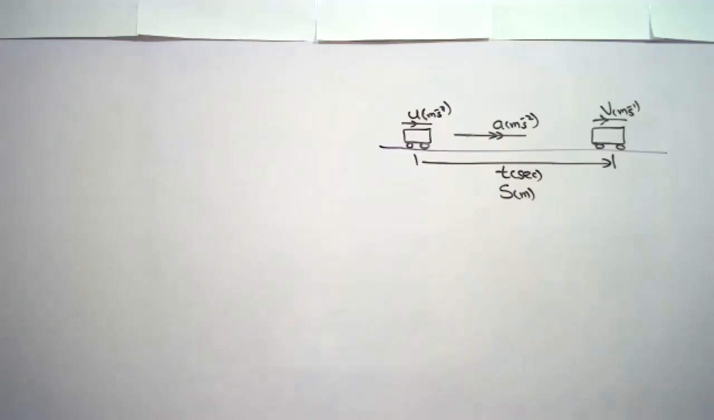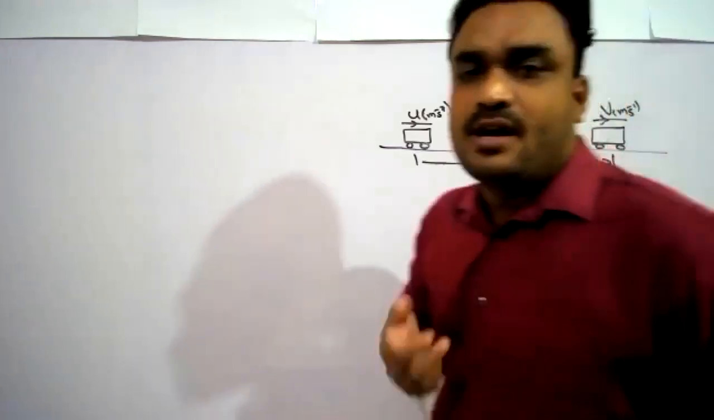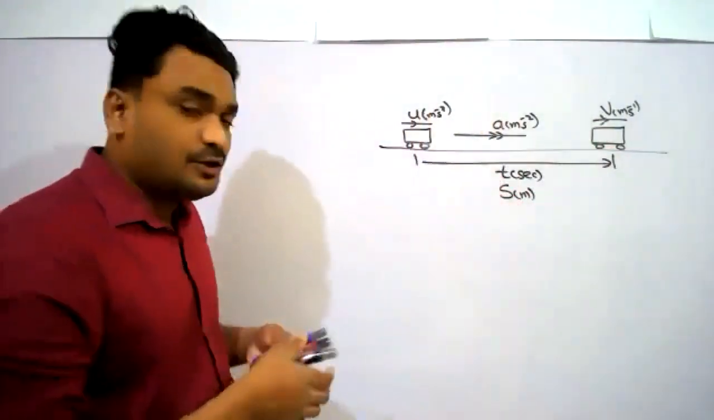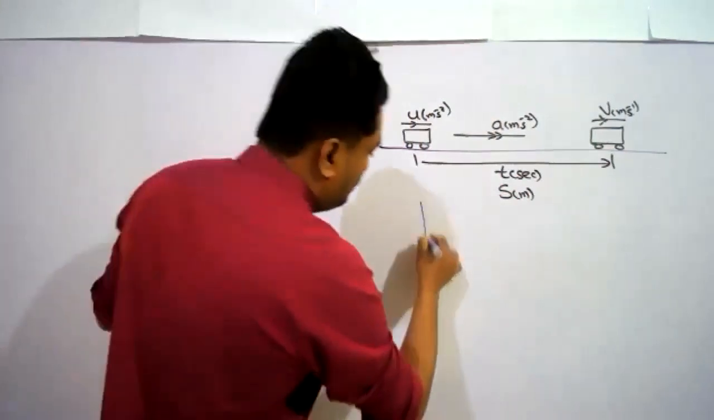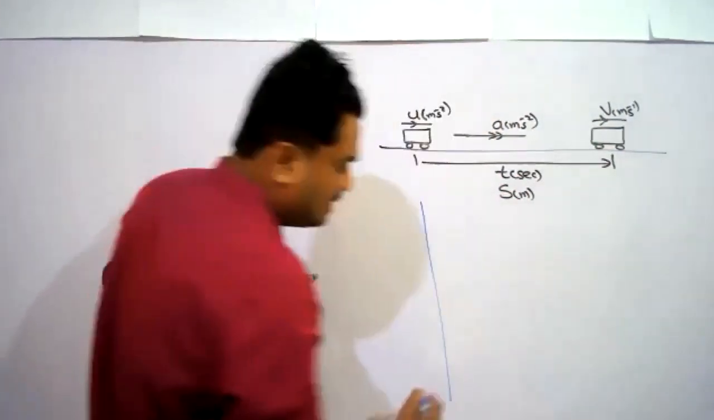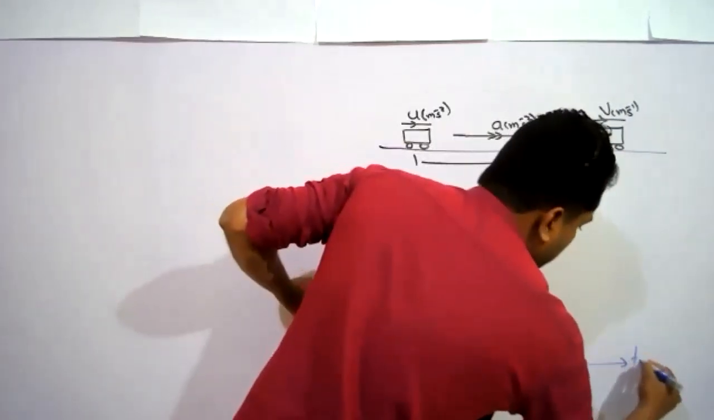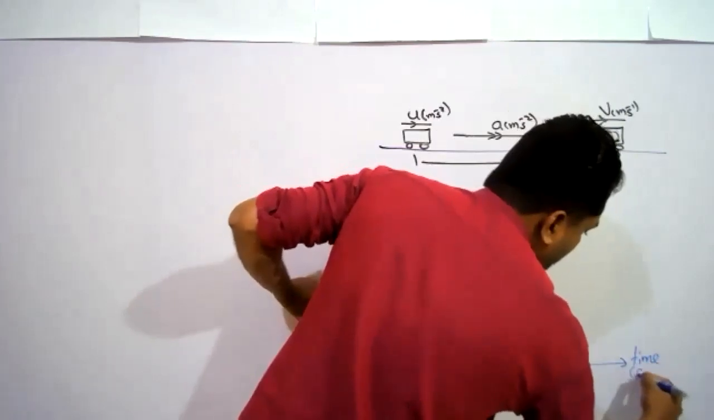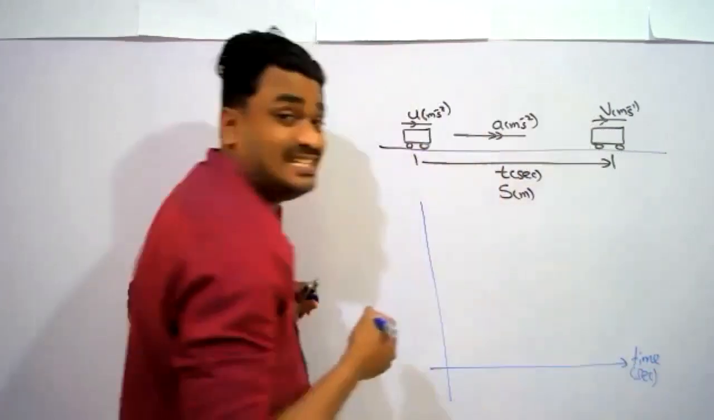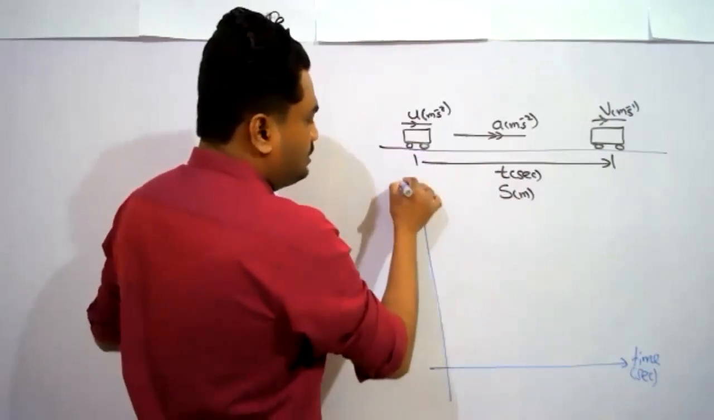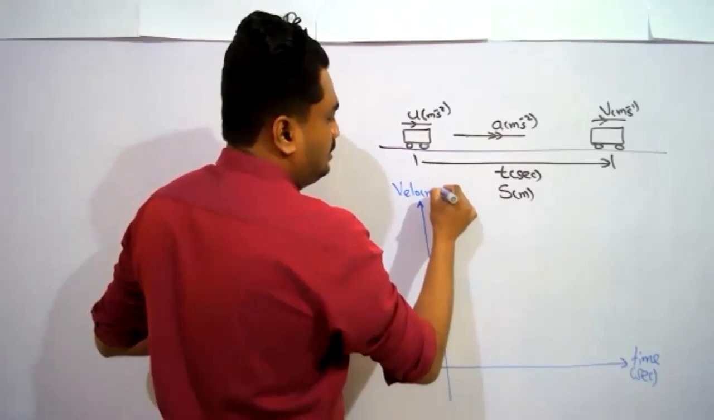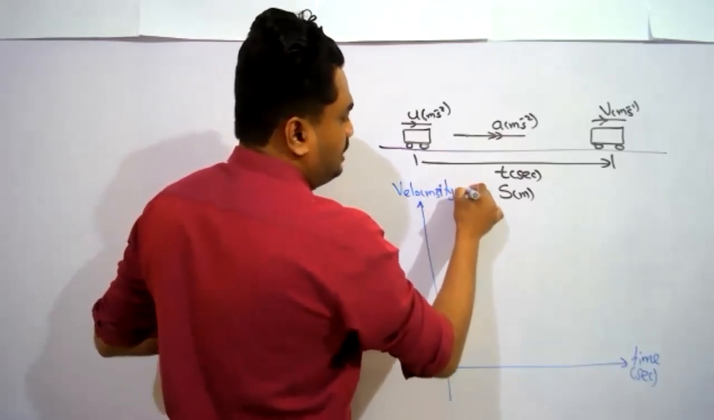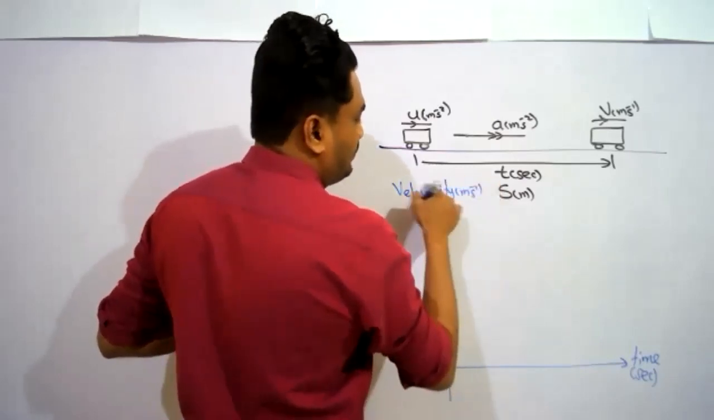How do you represent this motion in a velocity time graph? If I draw the velocity axis and the time axis like this, time is measured in seconds, and you must indicate the unit. Velocity is measured in the unit meters per second.